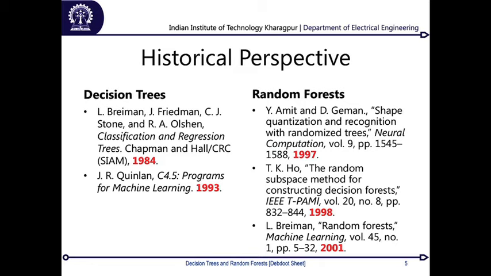But then around '97 came this very simple idea from Amit and Geman, and this was about: can we create a bag of trees, which is, instead of using one single decision tree, can we randomly create multiple decision trees. They observed one single thing: if you are sampling in a very different way, then you can have different kinds of decision rules being created, which will make independent trees.